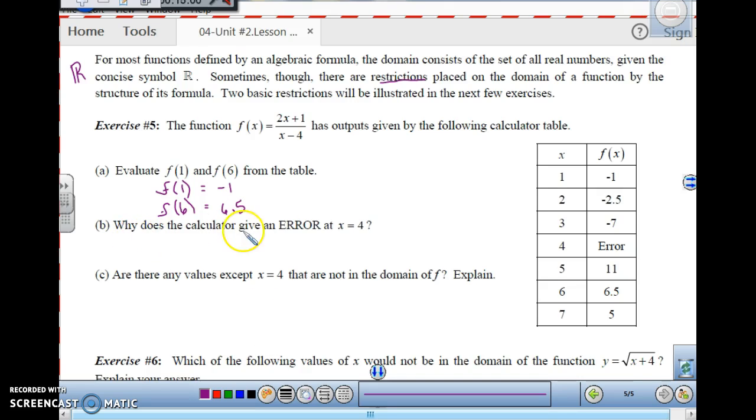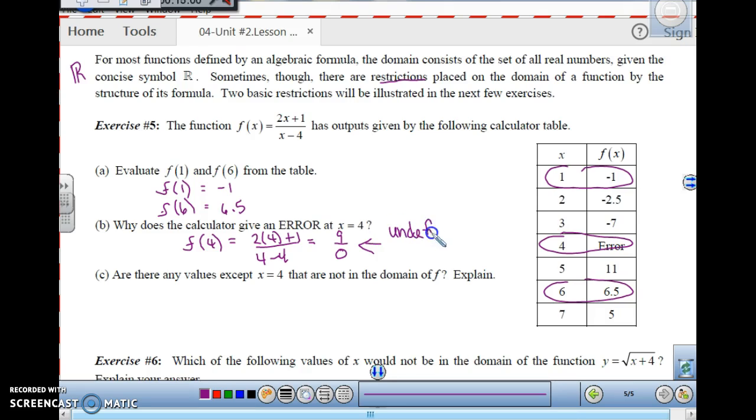Now, why does the calculator give an error at x equals 4? Notice this value right here. We found f of 1, we found f of 6, but when you find f of 4, you get an error. All right, let's look at the structure of the expression right here: 2x plus 1 over x minus 4. If I plug in x equals 4, what happens to the denominator? Well, f of 4 is equal to 2 times 4 plus 1 over 4 minus 4. 2 times 4 plus 1 is 9. 4 minus 4 is 0. What's wrong with this? It is undefined.